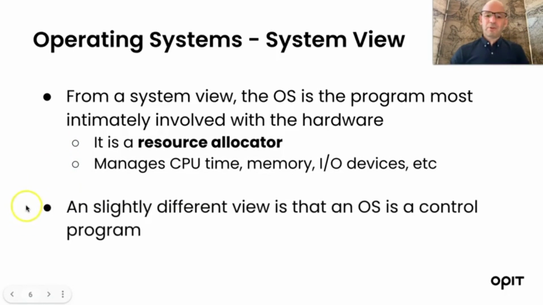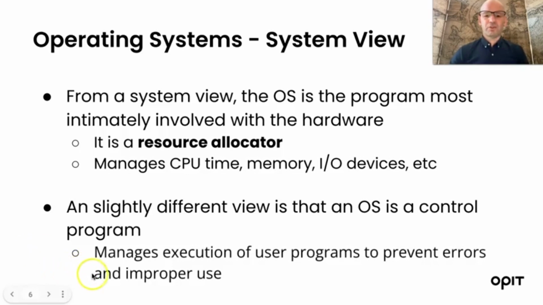So a slightly different view is that an operating system then is a control program, right? It controls accesses, it controls who has access to what. So it manages the execution of user programs to prevent errors and improper use. So again, we want the user programs to be separated from the system programs so that we have to have a way of managing whether users have access to system resources or whether system processes have access to system resources. And part of this course is figuring out how to do that programmatically.